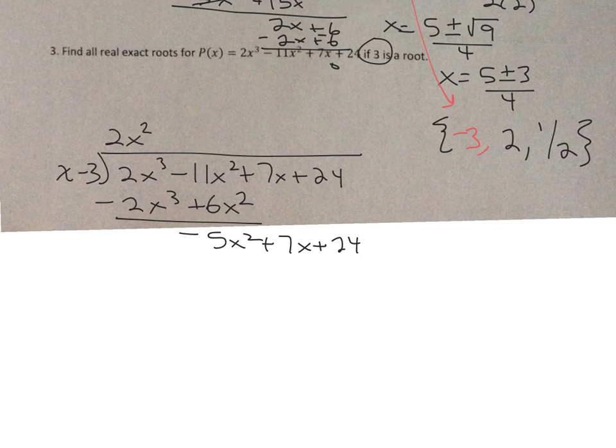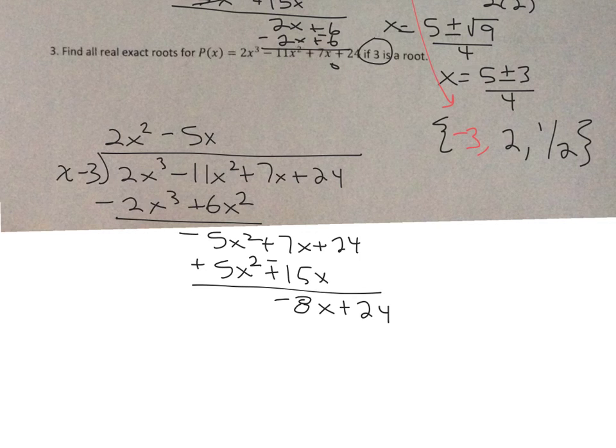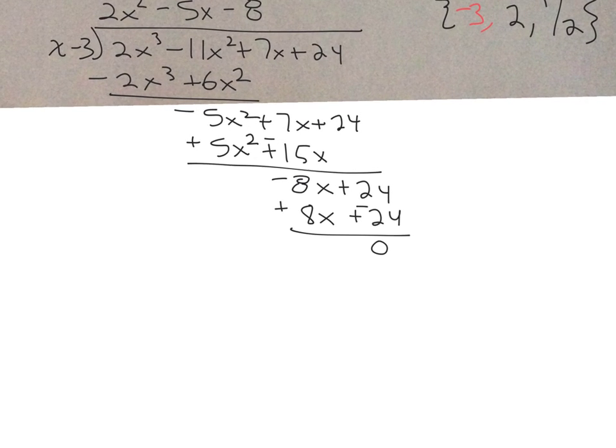And then divide again. Negative 5x squared divided by x is negative 5x. Then you distribute. Negative 5x squared plus 15x. Draw your line, change the sign, and you get negative 8x plus 24. Divide again. You get minus 8. Multiply out, minus 8x plus 24. If you draw your line, change the sign, you get a remainder of 0. So we now need to use the quadratic formula, taking that quotient, 2x squared minus 5x minus 8 equals 0. This is what we do to find the remaining zeros.